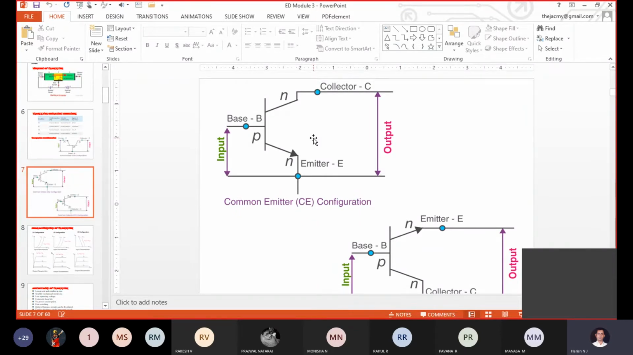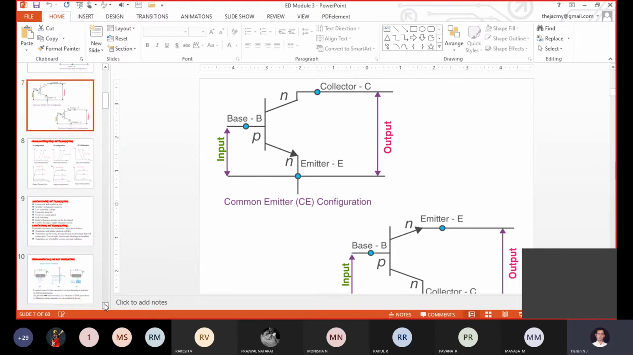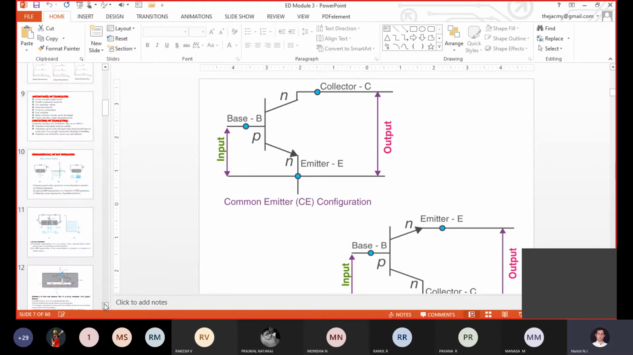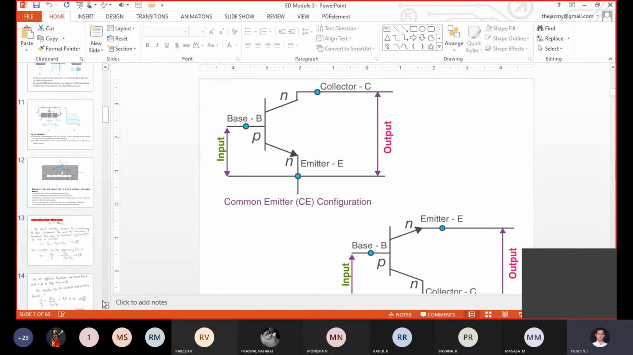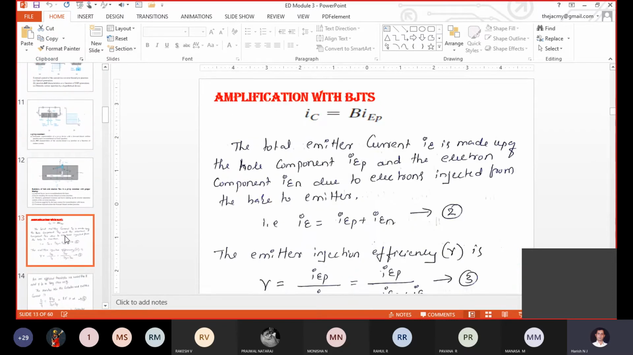Alpha is the ratio of collector current to emitter current. Beta is the ratio of collector current to base current. That's all, correct? The definitions of alpha and beta are very simple. It is clear, correct? So now using this concept, we will start analyzing the gain factor of an amplifier, correct?